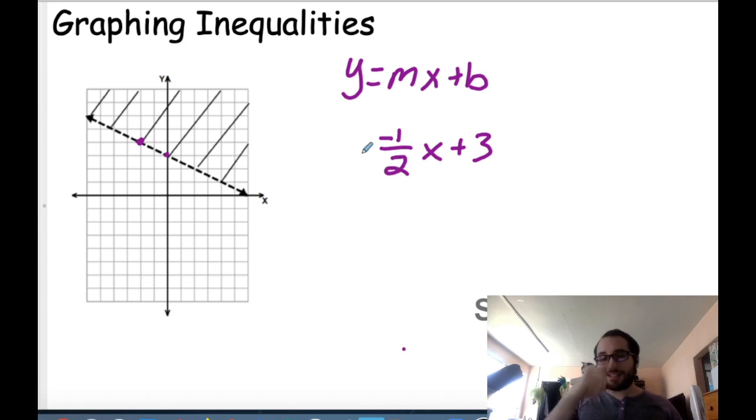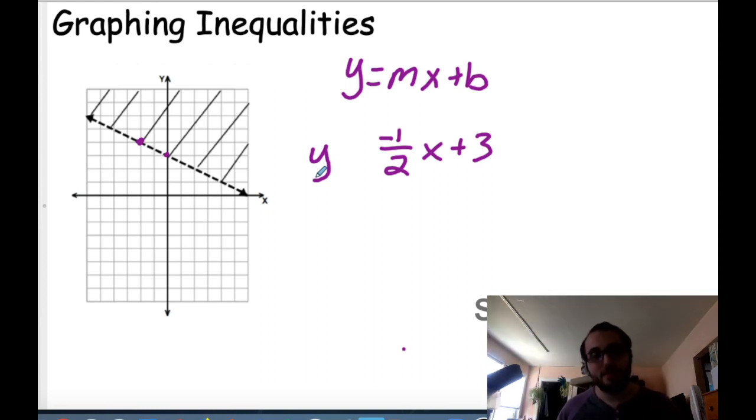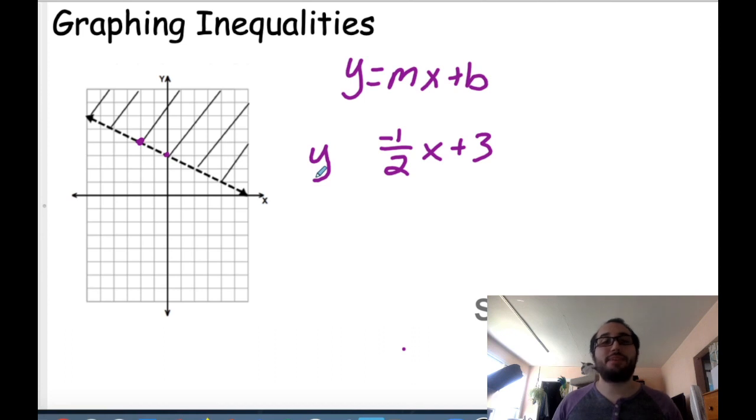Okay? So that's the equation of the line, but now we gotta figure out, right, is it greater than, less than, greater than or equal to, less than or equal to? And you should know, because this line is a dashed line, that it has to be either less than or greater than. So why don't we just choose one and test a point and see if it works? So what if I said that y is greater than?